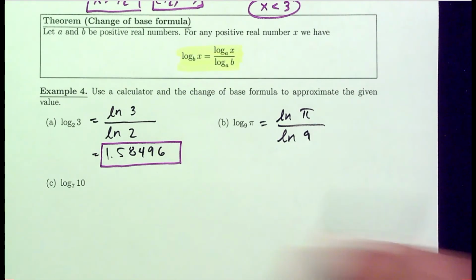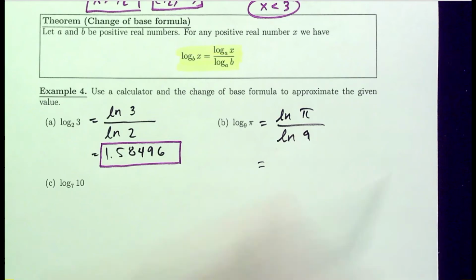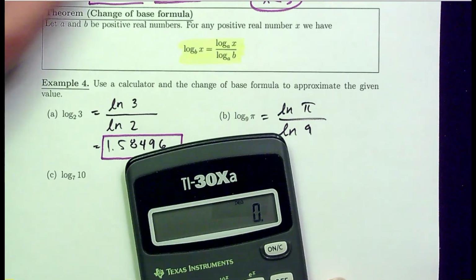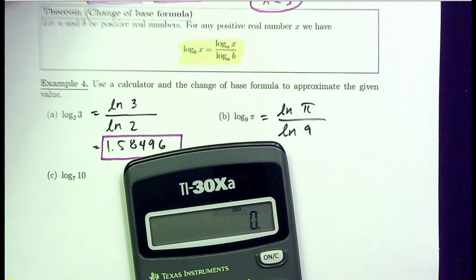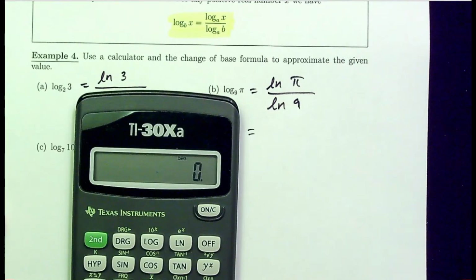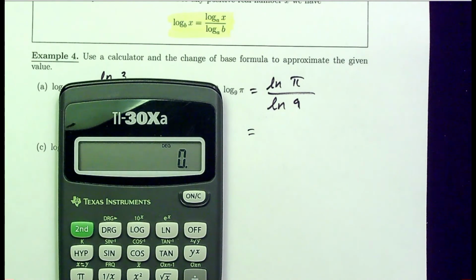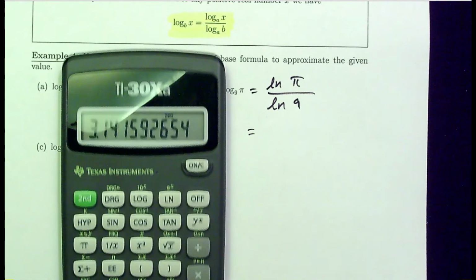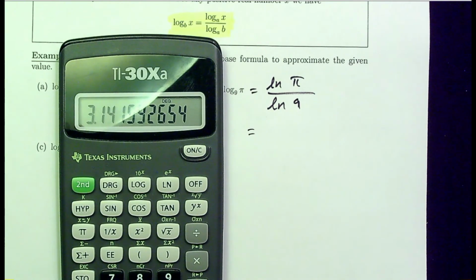And now we can put this in the calculator. Let's see what we get. Again backwards. So where's my pi button here? Right there, pi. That's pi. Now I hit ln, divided by ln of 9. So I hit 9 and then the ln. That number right there is the ln of 9.